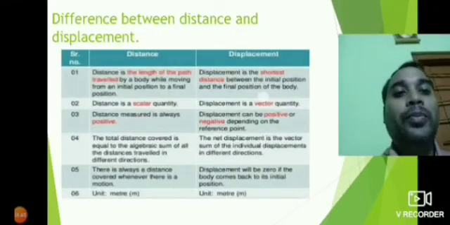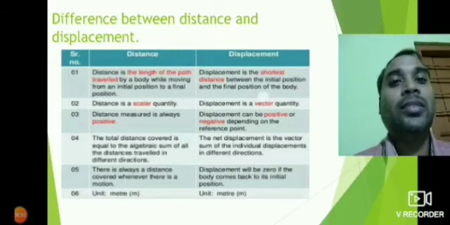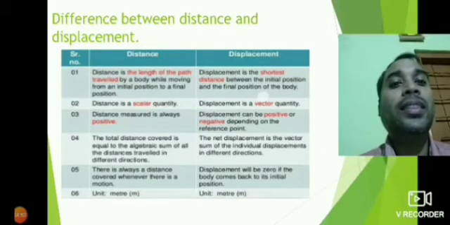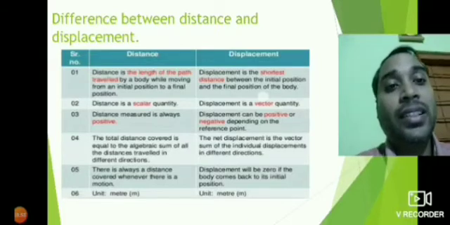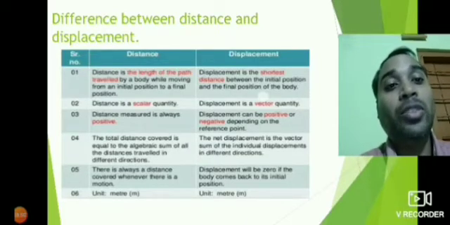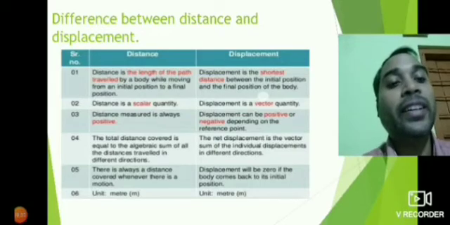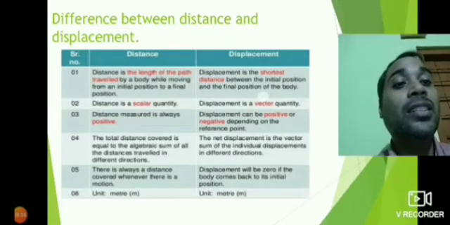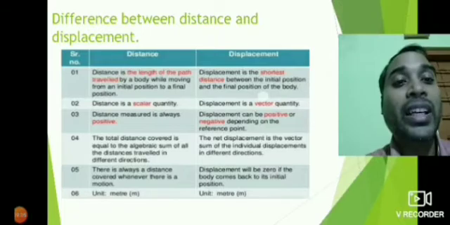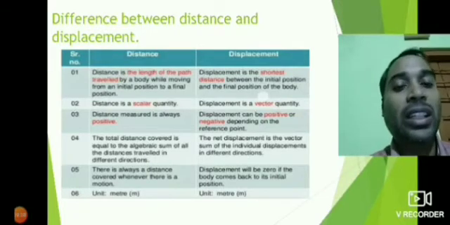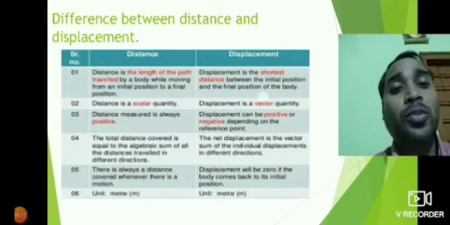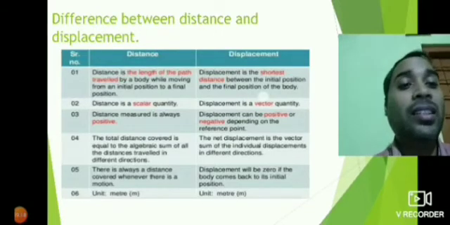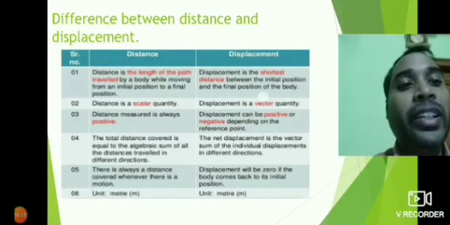Okay, so now let us go through the differences between distance and displacement. We all know the definition of distance. It is the length of the path traveled by the body while moving from initial position to the final position, whereas displacement is the shortest distance between the initial position and final position. So whatever we have learned, we can put those points here. Now distance is a scalar quantity and displacement is a vector quantity.